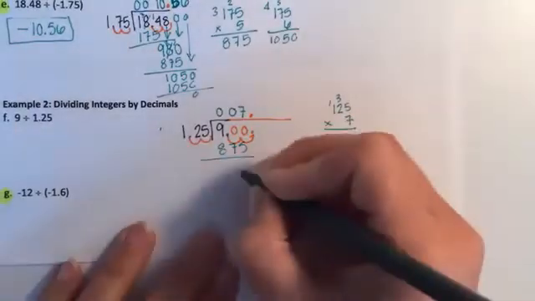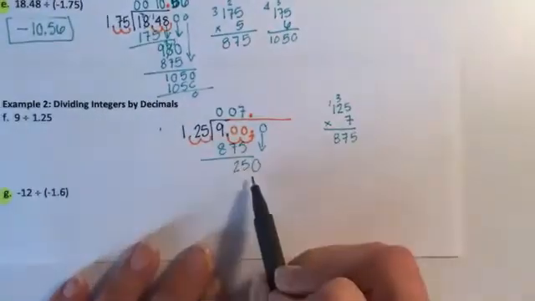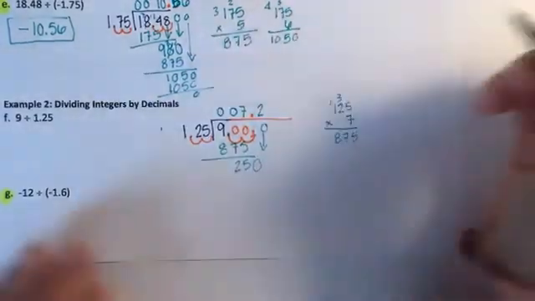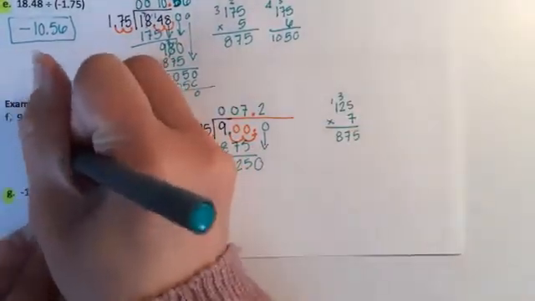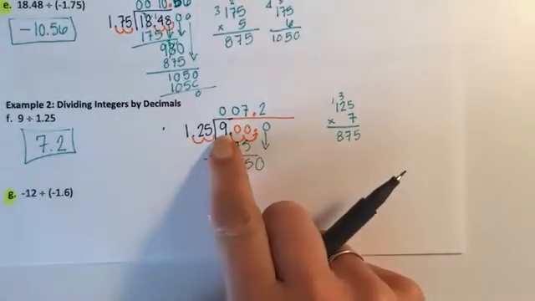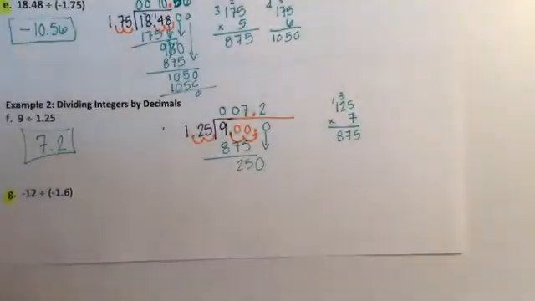And when I subtract, I get 25. I'm going to bring down that 0. And this is a nice number to work with. We know that 125 fits into 250 twice. So our answer is just 7.2. So the only reason that these are different is because you had a whole number. You have to move that decimal point, that understood decimal point, and add those zeros.